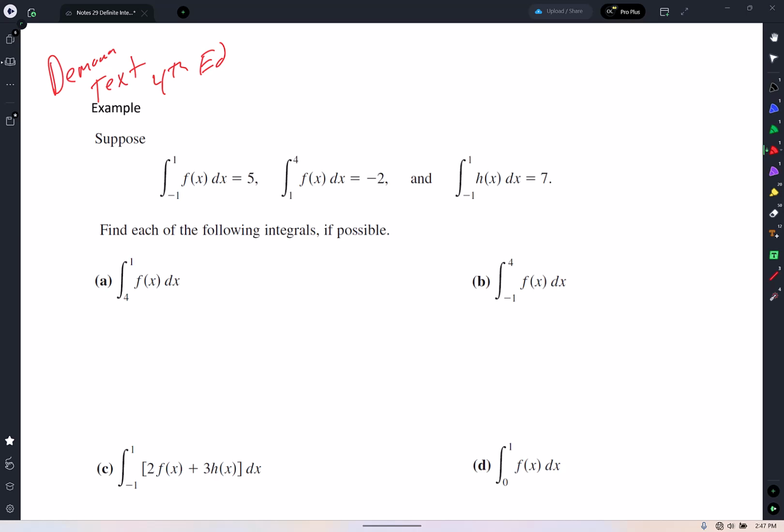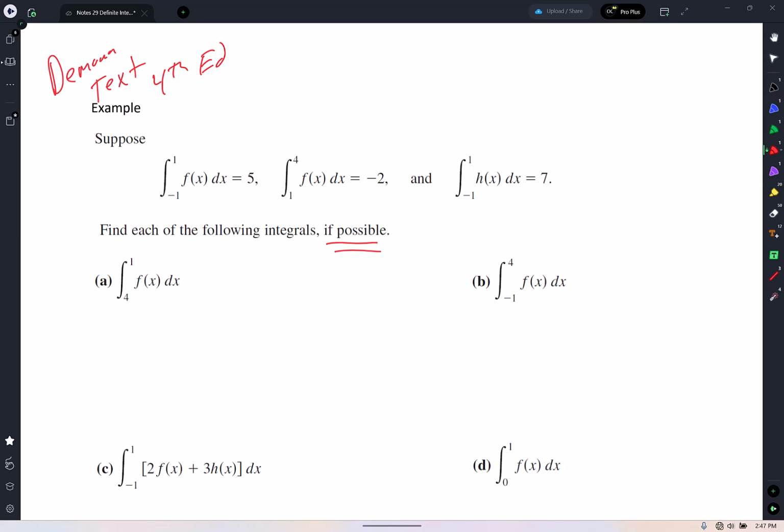So I have a function, the area under the curve from negative 1 to 1 of f of x is 5, from 1 to 4 of f of x dx is negative 2, and the area under the curve from negative 1 to 1 of h of x is 7. All right. I wish they would have told us if f of x is even or odd, because one of these is possible if they would have told us something about it. We'll get there when we get there. Find each of the following integrals if possible. There's some that are not possible.